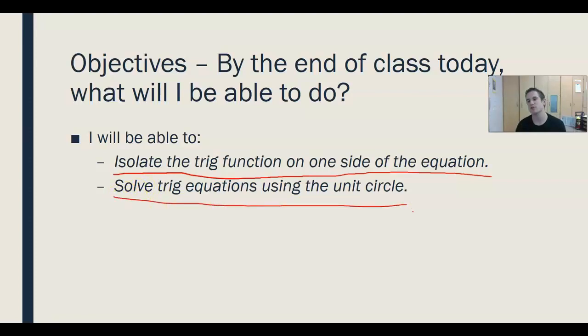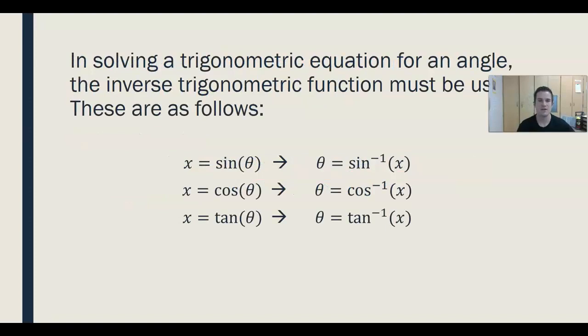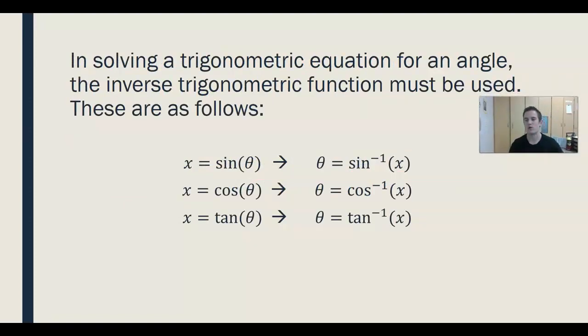So again, we're using the unit circle. We're kind of going backwards from what we've already done. Reflecting back on our right triangle trigonometry knowledge, in solving a trigonometric equation for an angle, in the past, inverse trigonometric functions must be used. So if I had 1/2 is equal to the sine of 30 degrees, then in order to find the angle, if I didn't know what it was, I would use the inverse sine of 1/2 to figure out what that angle was.